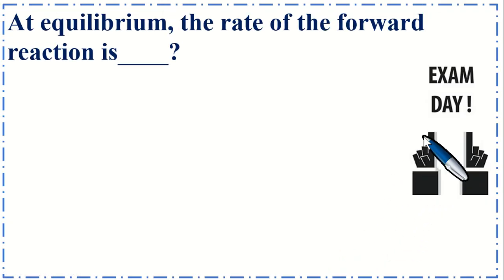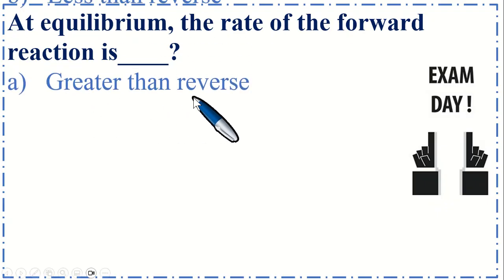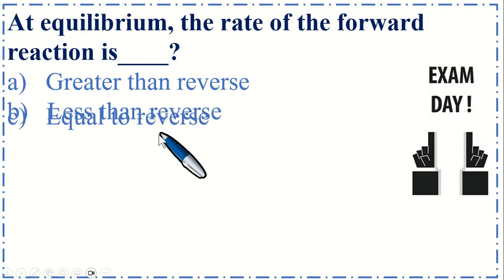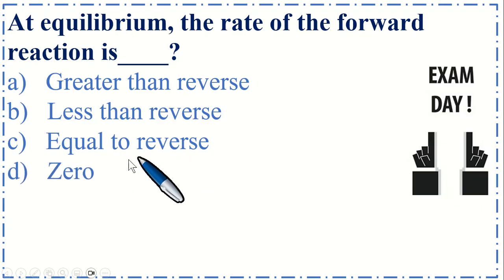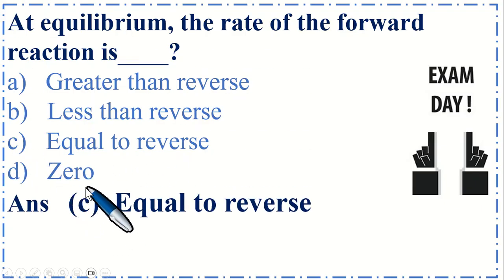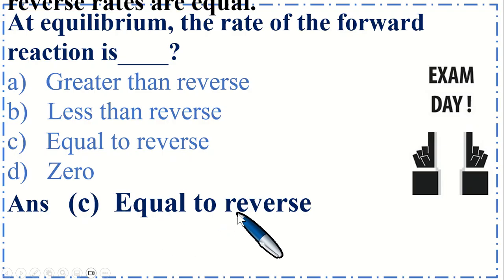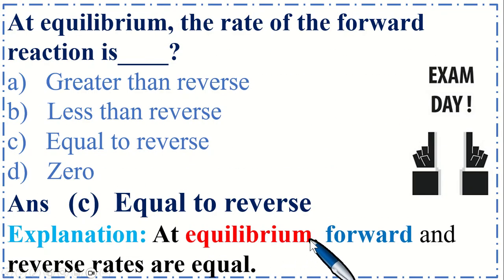Dear students, this is a very important MCQ. At equilibrium, the rate of the forward reaction is dash. Option A greater than reverse, B less than reverse, C equal to reverse, and option D 0. So the correct option is C equal to reverse. At equilibrium, forward and reverse rates are equal.